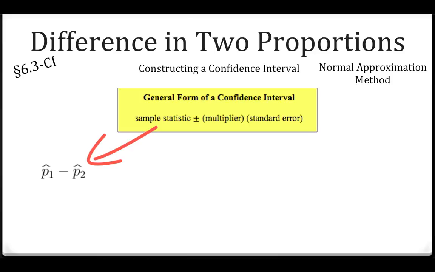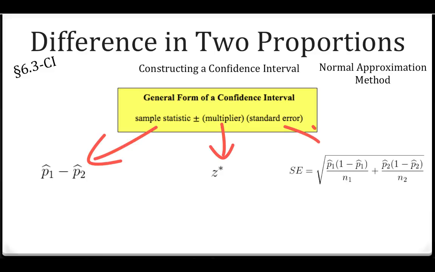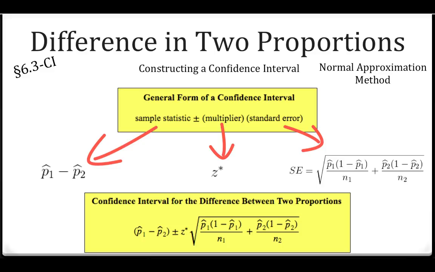Our multiplier under the normal approximation method will be a z multiplier. And our standard error is now computed as the square root of p hat 1 times 1 minus p hat 1 divided by n1 plus p hat 2 times 1 minus p hat 2 divided by n2. We put these together and we have our formula for the confidence interval for the difference between two proportions. I'm going to walk through one example by hand, and then I'll walk through that same example using Minitab Express.